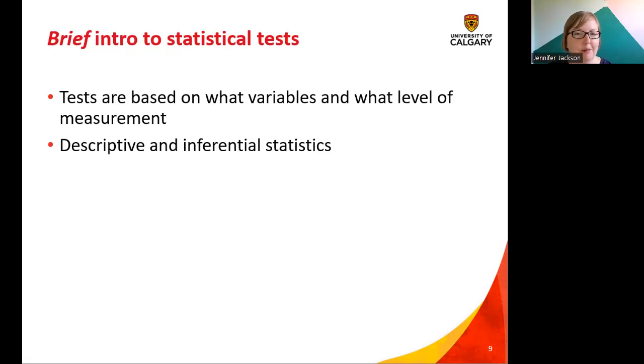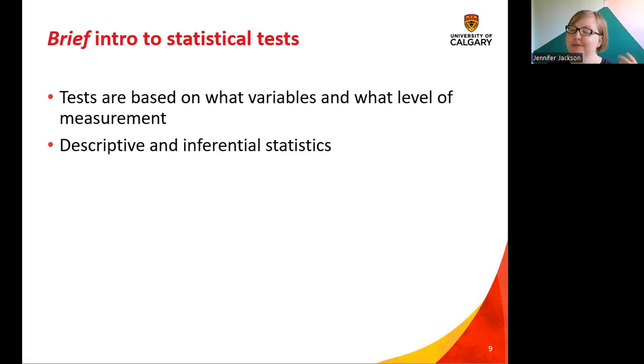So there are entire university courses about statistics, and I'm not going to try and replicate that here. Rather, the textbook goes into more detail, but the statistical tests and the statistical analysis that you can conduct are based on what your variables are and what your types or levels of measurement are. Before we go there, we have descriptive and inferential statistics.